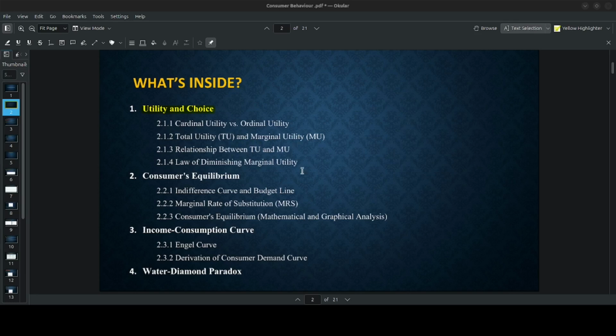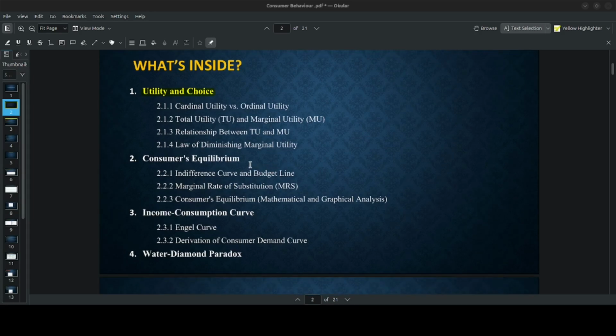Then we will explore the relationship between total utility and marginal utility to understand how they interact. Finally, we will discuss the law of diminishing marginal utility, which explains why the additional satisfaction we get from consuming extra units of a good decreases over time. Now, let's dive into each of these concepts in detail.